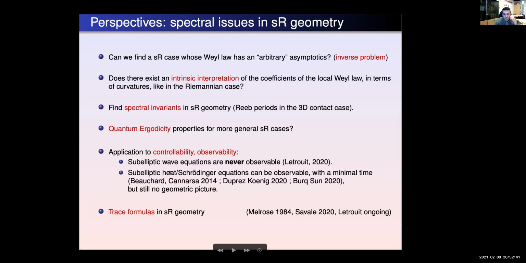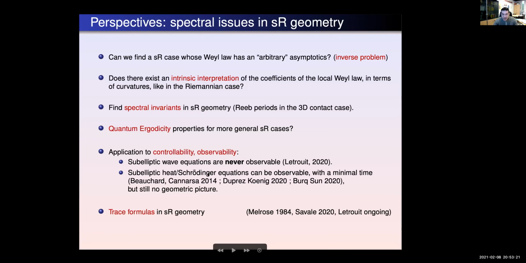While if you look at heat and Schrödinger equations, there are also new phenomena with respect to the usual Riemannian setting. For instance, in some situations, sub-elliptic heat and Schrödinger equations can be observable, but contrarily to the Riemannian case, there is a minimal time for controllability or observability. And this kind of completely new phenomenon was shown quite recently by Karine Beauchard, Piermarco Cannarsa, Michel Duprez, Armand Koenig, and also by Nicolas Burq and Chenmin Sun in a very recent paper in the Schrödinger case.